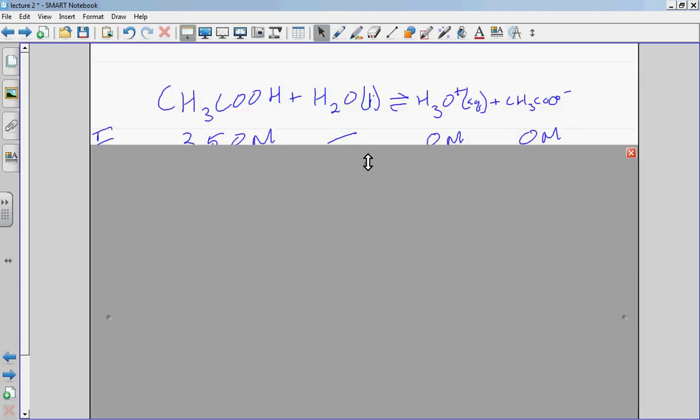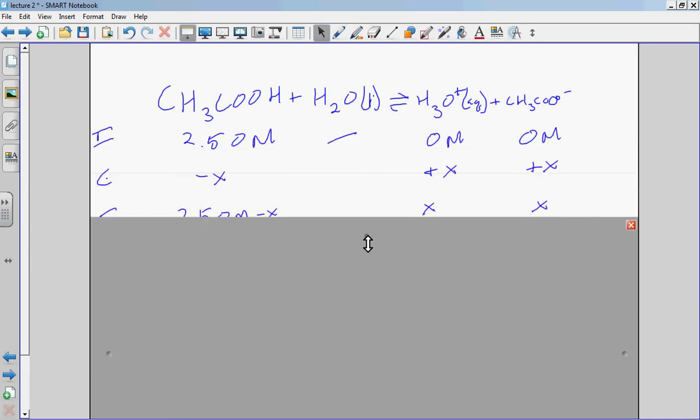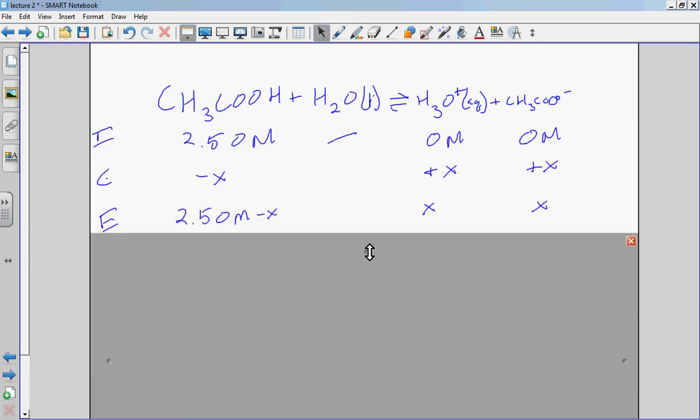Okay, so the first thing we have to do is set up the chemical equation. Write down the chemical equation that corresponds to the acid dissociation for our weak acid. And it has a general form of acid plus water goes to H3O+ plus the conjugate base of that acid. So that's shown right here. And then we make our ice table, just as we did in chapter 13.